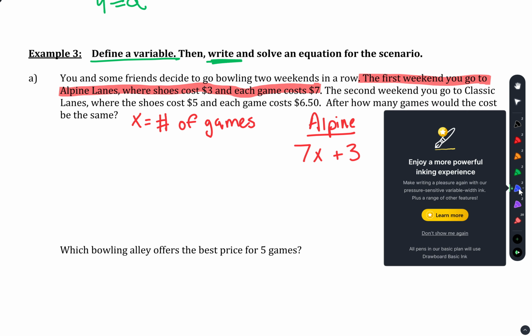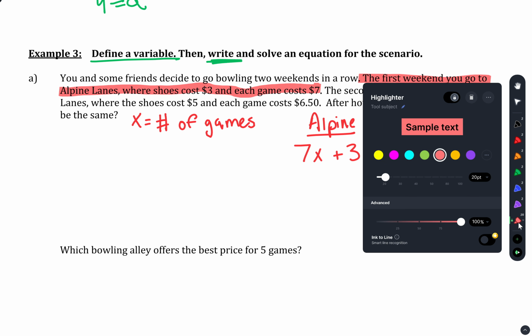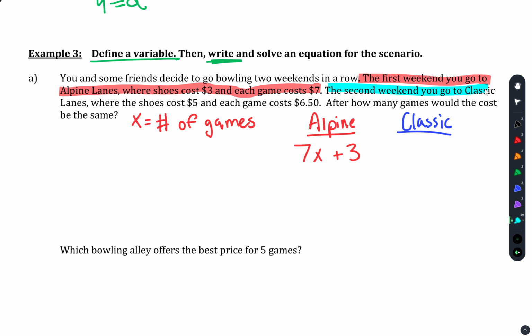Perfect. Then, we go to Classic Lanes. And at Classic Lanes, it says it costs $5 for the shoes and $6.50 per game. How would I write that part? 6.50 times X, so $6.50 per number of games, plus $5. Now the question asks, after how many games would the cost be the same? So what do I want to be in the middle? An equal sign. Perfect.